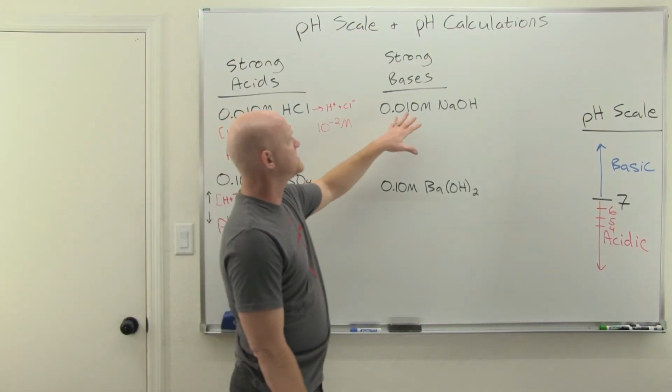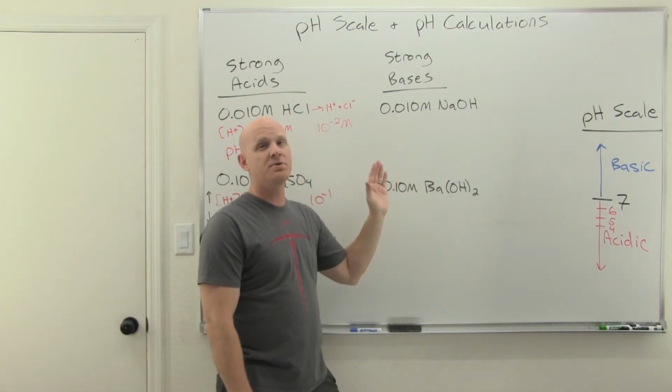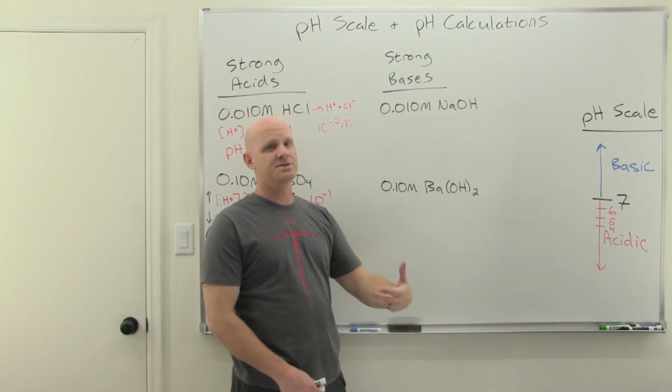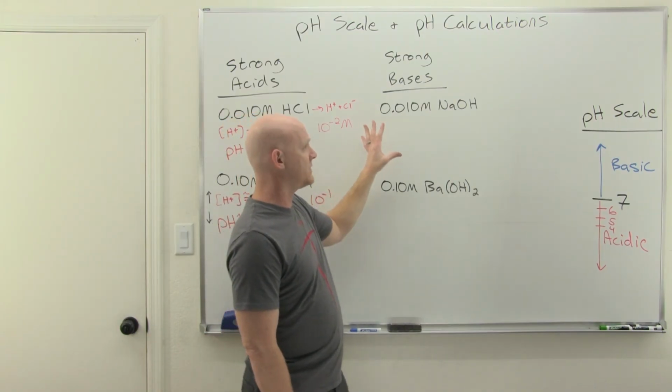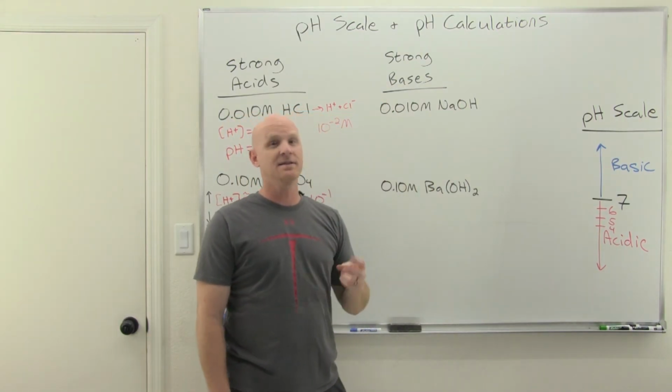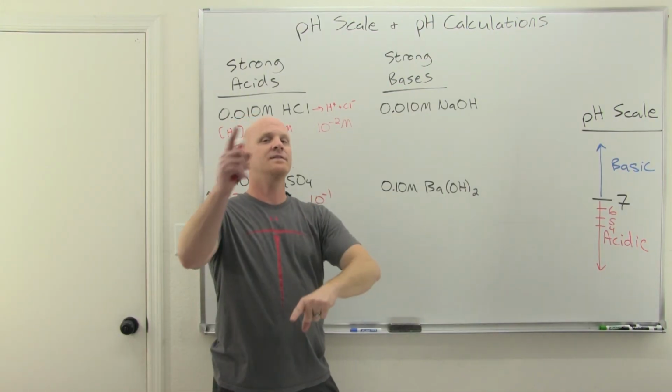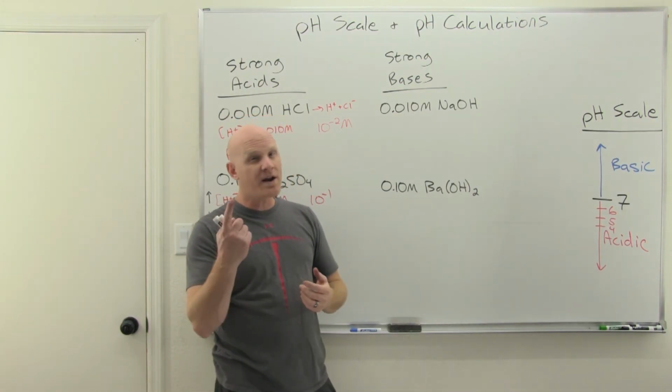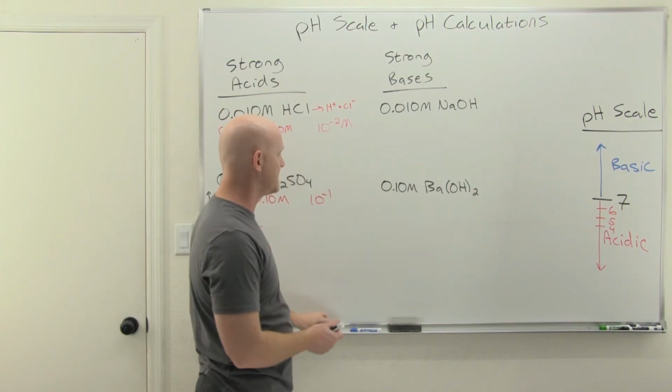All right, moving on to strong bases. Now, strong bases put hydroxide into the solution instead of H plus. And so what we're going to do is calculate how much hydroxide they stick in, calculate the pOH, and then subtract from 14 to get the pH. So one extra step in the calculation for a base here.